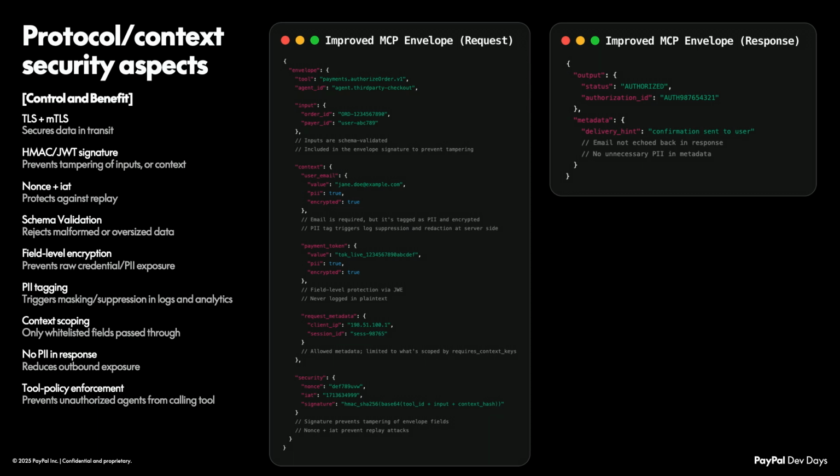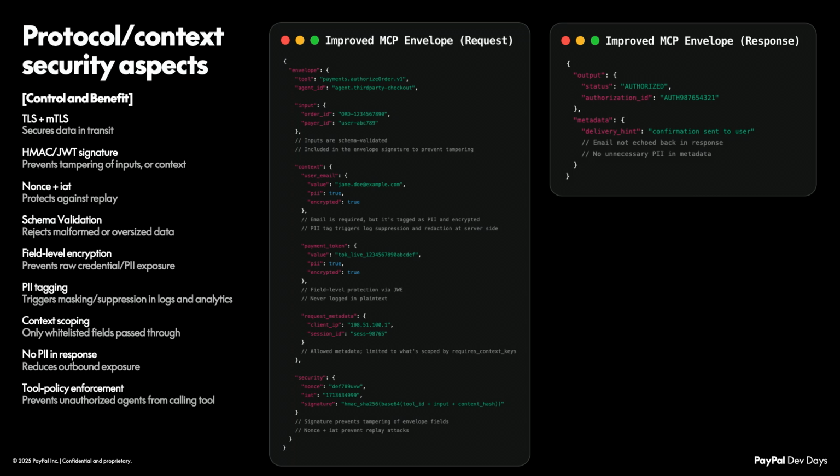So first is the obvious one, where you have TLS or MTLS to secure data in transit. So that actually works pretty well. And then you have the HMAC and JWT signature, which was missing previously. So now you can see that all the way at the bottom there, in the security tag. We also have nonce and IAT, which are essential for any kind of replay attack protection. Schema validation is done here, where you reject any malformed or oversized schemas that are overly prescriptive. Field level encryption. So this actually prevents raw credentials from being transmitted and also minimizes the PII exposure.